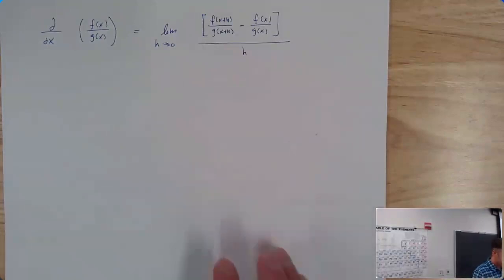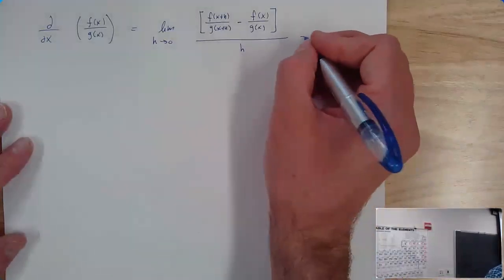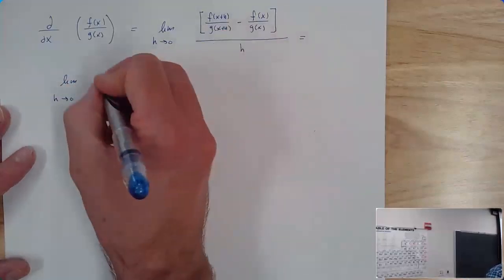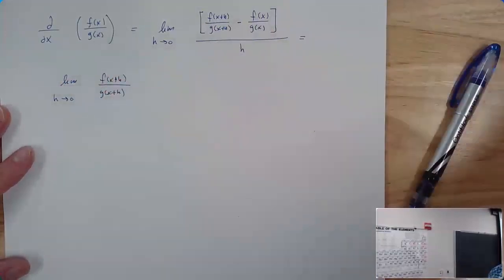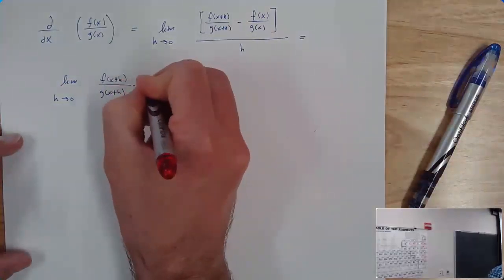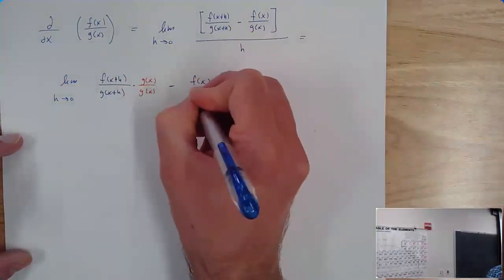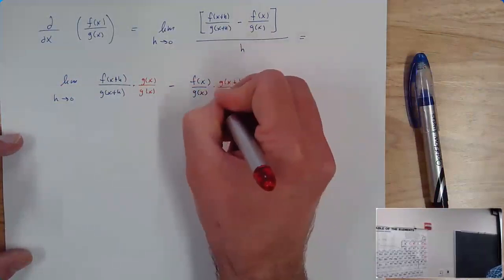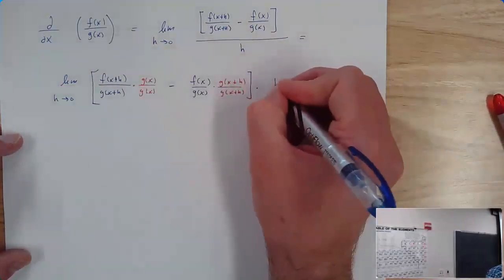Okay, so then we want to subtract these things together. So I'm going to do the common denominator, and I'm also going to write, instead of dividing by h, multiplying by 1 over h. So I'm going to write this as the limit as h goes to 0 of, I'm going to multiply this by g of x over g of x, minus, I'm going to multiply f of x over g of x by g of x plus h over g of x plus h. Finally, all this is multiplied by 1 over h.